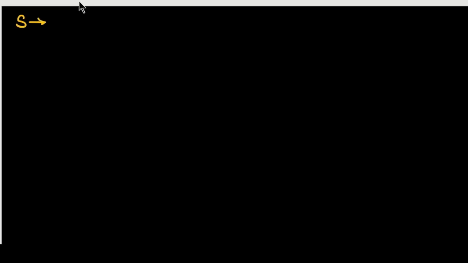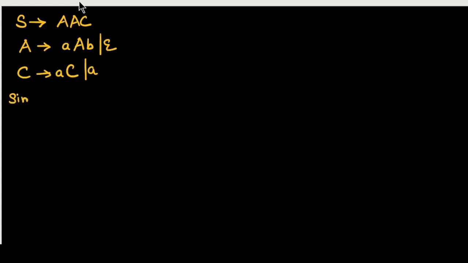So this is the example. S gives AAC, then A gives aAb or epsilon, then C gives aCa. These are the productions we have. First of all we have to simplify it. This production we have to simplify. So how do we simplify?